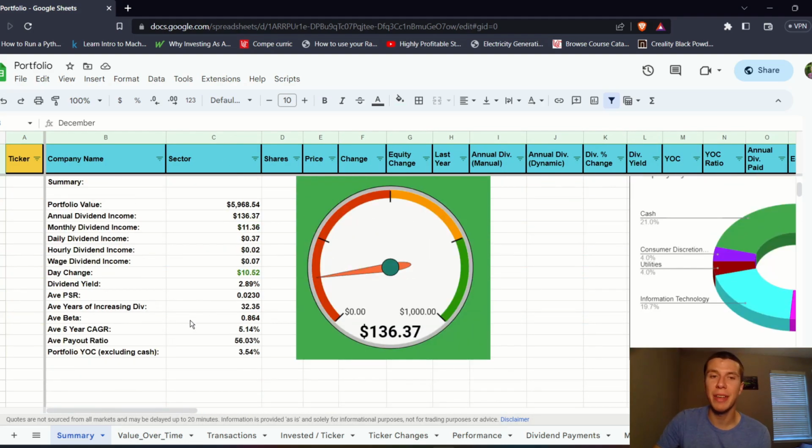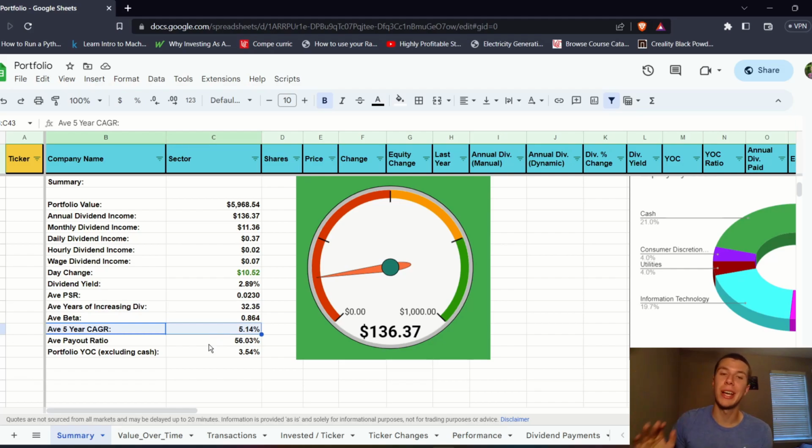Then this right here is just kind of a summary. So portfolio value right around $6,000. Annual dividend income would be about $136 over the next year if I didn't do anything. And that is about $11.36 per month. And then the dividend yield right now is about 2.9% with average years of increasing dividends of 32 years. So on average, my entire portfolio has been increasing its dividend for 32 years, which is pretty cool. And then the average beta, like I said, about 0.86, which means the portfolio is a little bit less volatile than the market. And the average 5-year dividend CAGR is more like 7%.